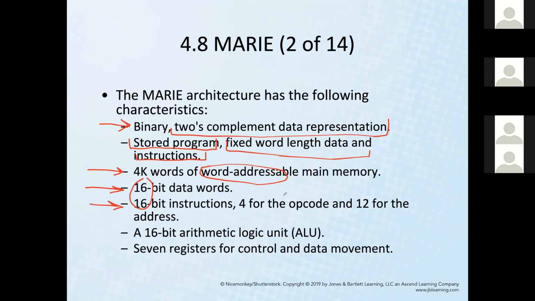Why 16? Because I said that it is word addressable. And from these 16-bit instructions, 4 bits are being used for opcode and 12 bits are being used for address. We know what is opcode. Opcode is like the instruction, let's say add, subtract, shift, move, jump. Those are called opcode. So 4 bits define the instruction, and 12 bits are for the address. It has a 16-bit ALU, which we all know what is, we already discussed it. And it has 7 registers, which are built using D flip-flops.